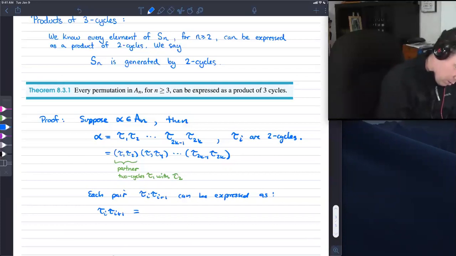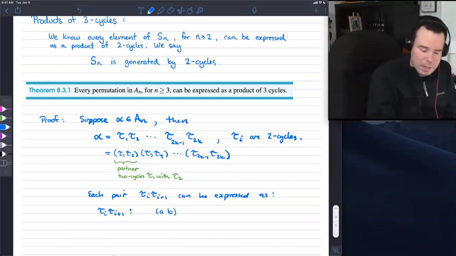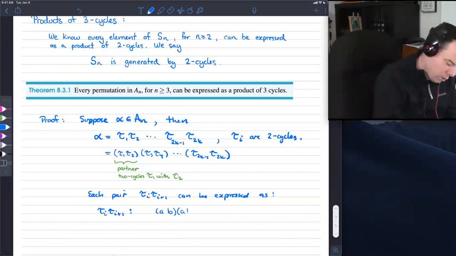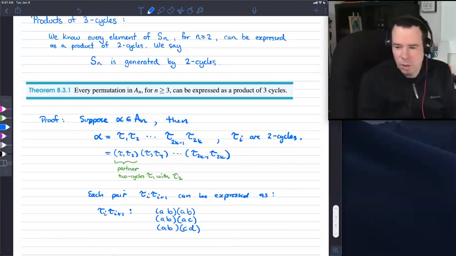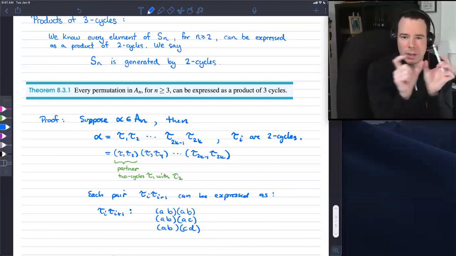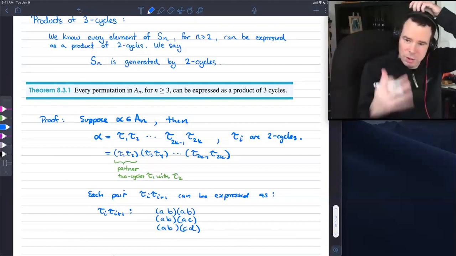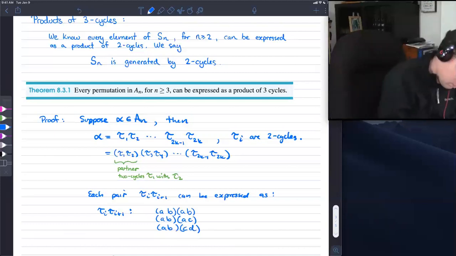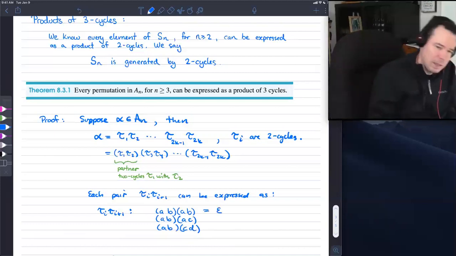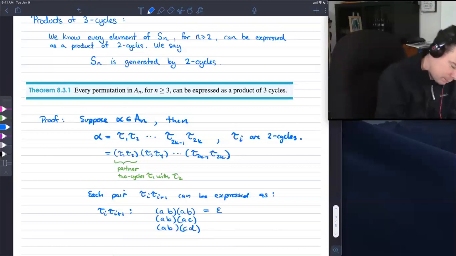There's a couple of ways to do it. The first tau could be just the 2 cycle AB, and the second one is also AB. Or the first one is AB and the second one is AC. Or the first one is AB and the second one has nothing in common with it, so it's CD. That's all the possible ways we could have two 2 cycles being multiplied together, and that's what each of these pairs is. In the case that they're the same 2 cycles, we get the identity.